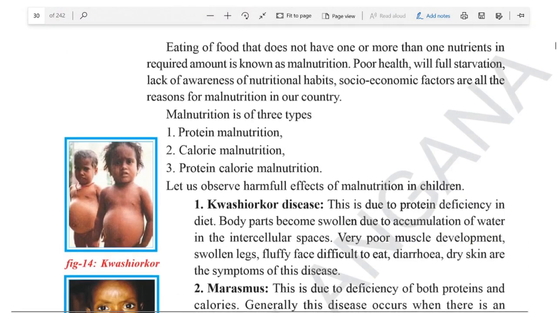Let's see. There are three types of diseases caused by protein malnutrition. Protein is less. We are not taking protein material, only carbohydrates, only rice, but not proteins, not pulses, nor cereals. So protein malnutrition is deficiency of protein. Calorie malnutrition is when we take more calories but no proteins. Protein calorie malnutrition is food which lacks both protein as well as calories.